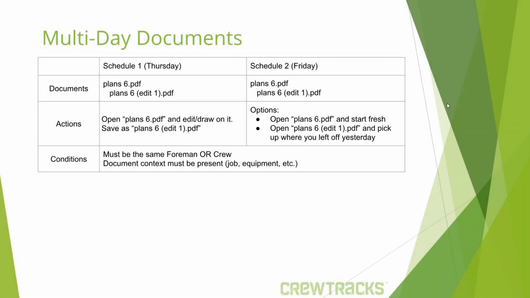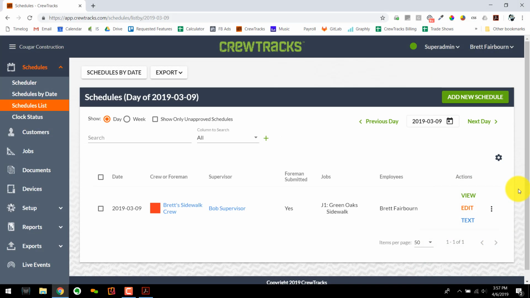And like I said, this isn't just from one day to the next. So Schedule 2 is on Friday, right? If plan6.pdf is still marked as a multi-day document on Friday, and we don't have a schedule for Saturday or Sunday, that's okay. When we create the schedule on Monday, at that point, CrewTracks is going to look back at Schedule 2 and say, look, Plan 6 was marked as multi-day, and it's got some edits submitted, so I'm going to carry those edits on to the Monday schedule. And again, you can pick up where you left off on Friday. So those are the concepts.